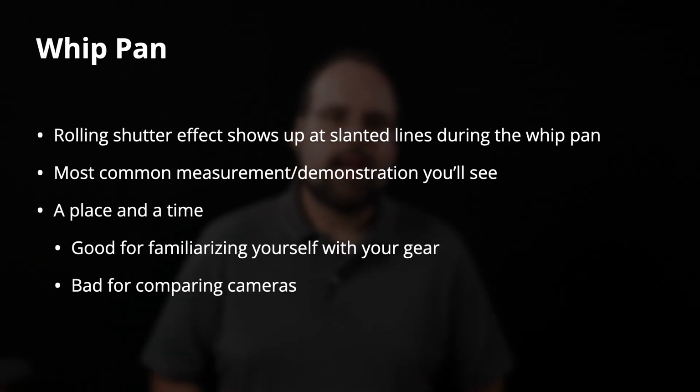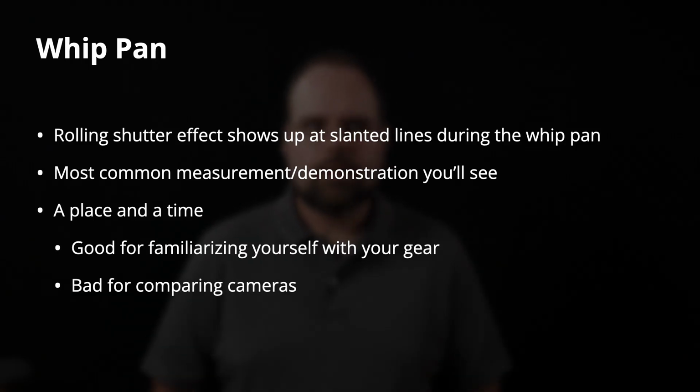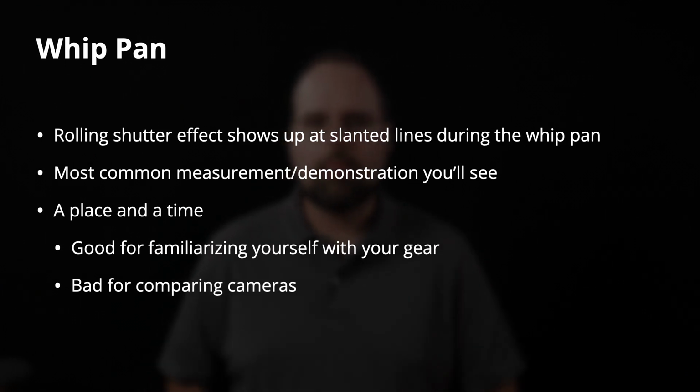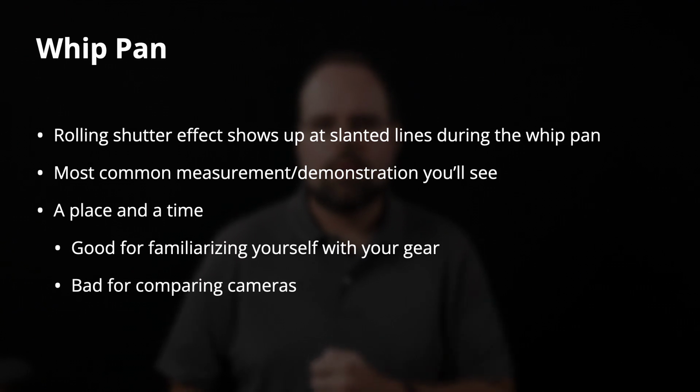The whip pan test, as its name implies, or as it says on the tin, is pretty straightforward. You put your camera on a tripod head and you pan it horizontally very quickly. You do this while you're recording video, and you look in the video at how much things have been leaned over due to the rolling shutter performance.